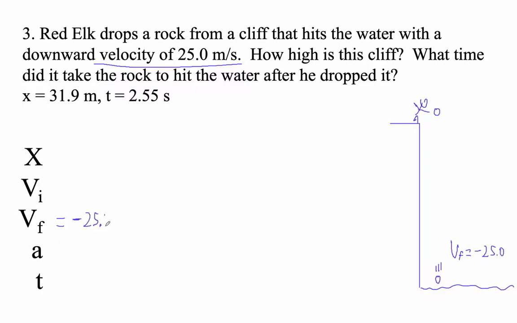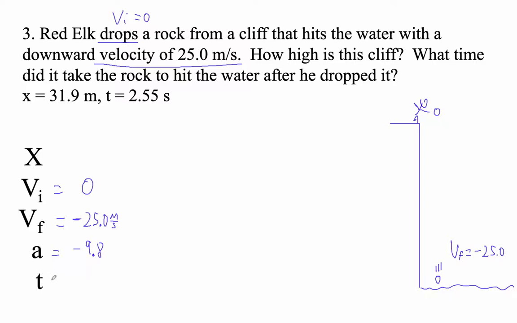Why did I make it negative? Because it's going down, right? Drops a rock. I feel like drops means the initial velocity is 0, okay? That's what that means, right? So this guy's 0. And then our acceleration, we know that, right? Negative 9.8. Okay, so how high is the cliff?